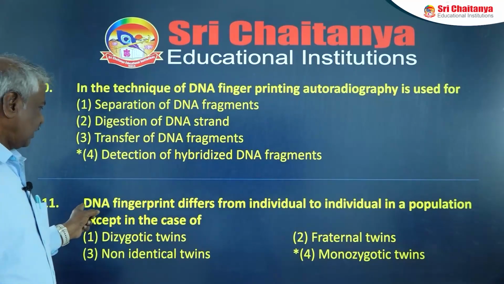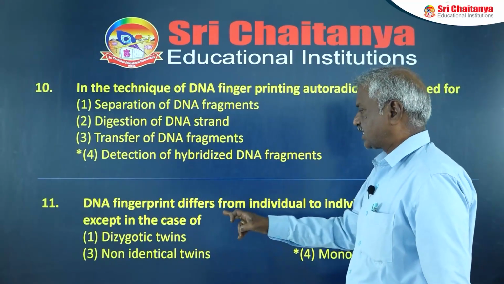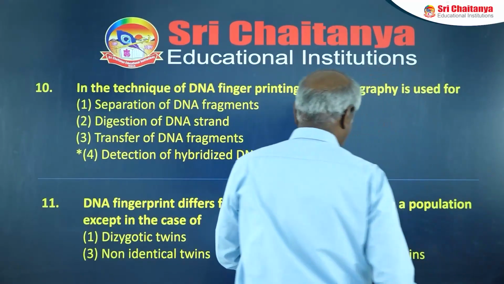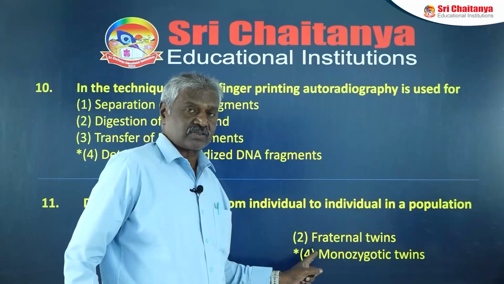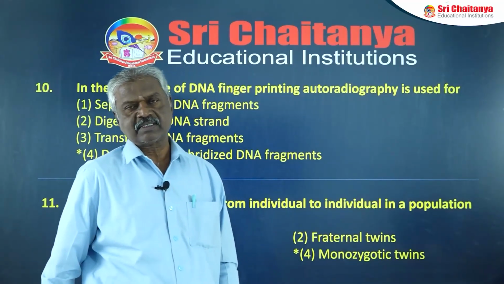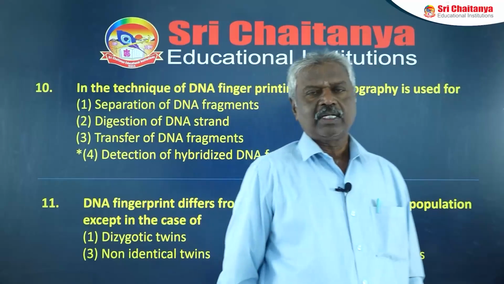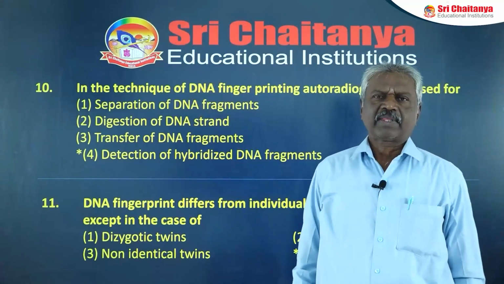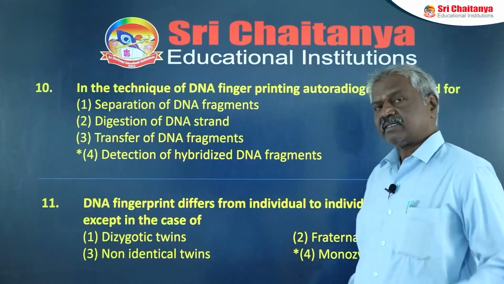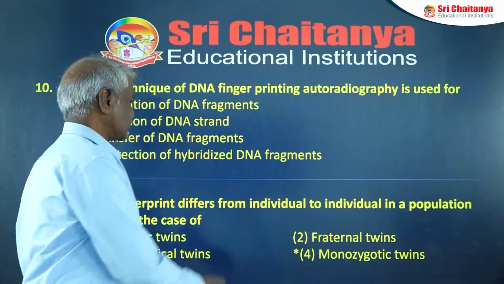Then, DNA fingerprint differs from individual to individual in a population except, very important, in the case of monozygotic twins. These are identical twins. The two babies come from a single zygote. Their DNA fingerprint is exactly the same. Except in this case, in any case we can trace a person.